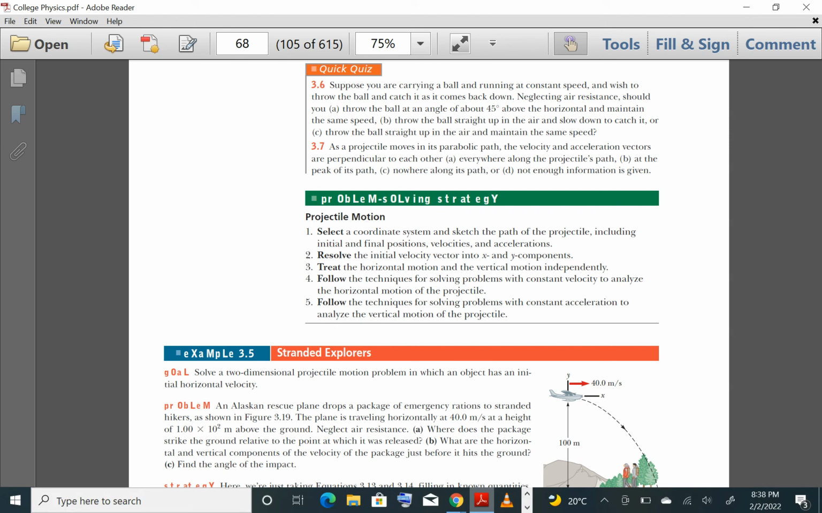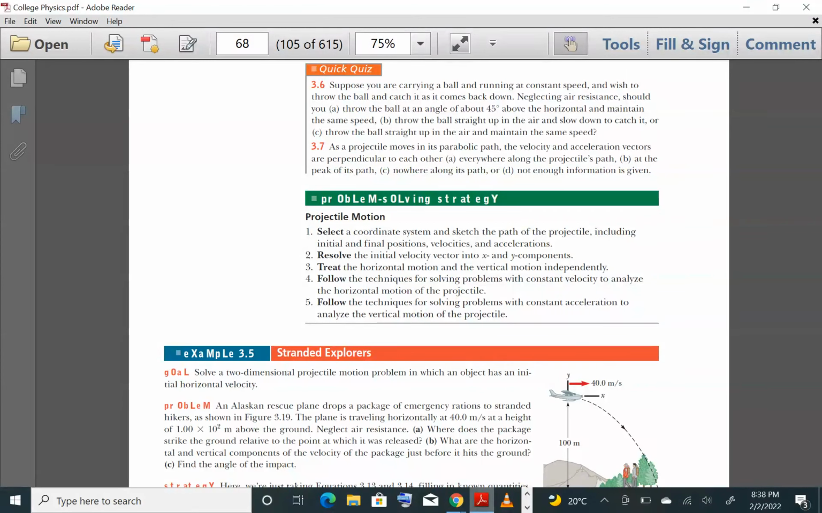The second question is, what are the horizontal and vertical components of the velocity of the package just before it hits the ground? Here we are being asked to find the x and y components of the velocity of the package at the time of impact. It's a very interesting question.